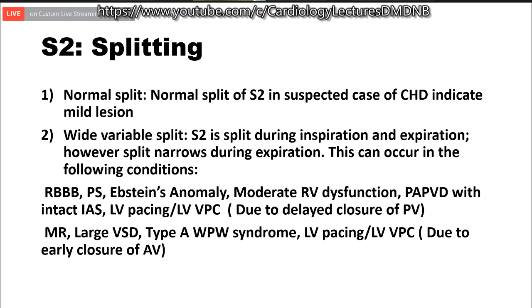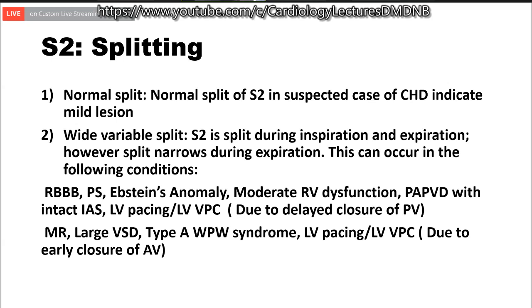So the conditions where there can be delayed closure of the pulmonary valve resulting in wide splitting of the second heart sound are right bundle branch block, pulmonary stenosis, Ebstein's anomaly, moderate RV dysfunction, partial anomalous pulmonary venous drainage with intact interatrial septum, left ventricular pacing or left ventricular premature contractions. All these can give rise to wide splitting of the second heart sound, which is variable, moving with breathing, and is due to delayed closure of the pulmonary valve.